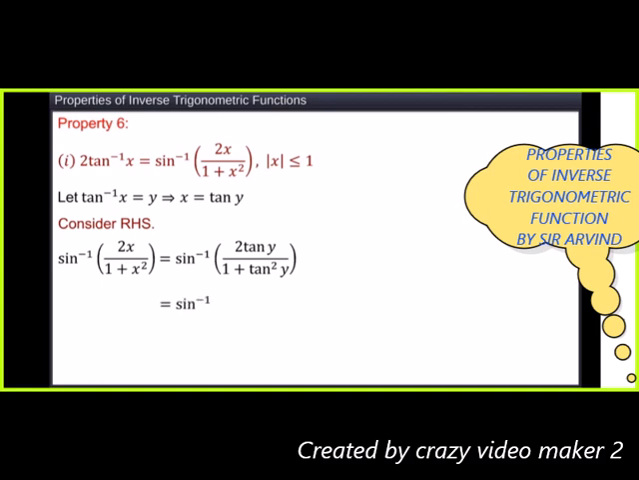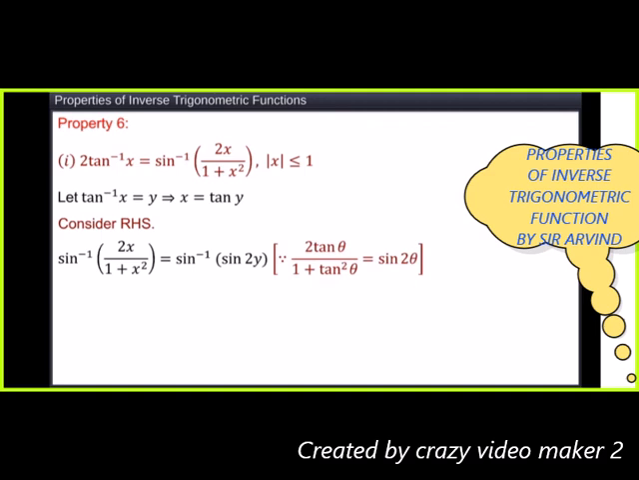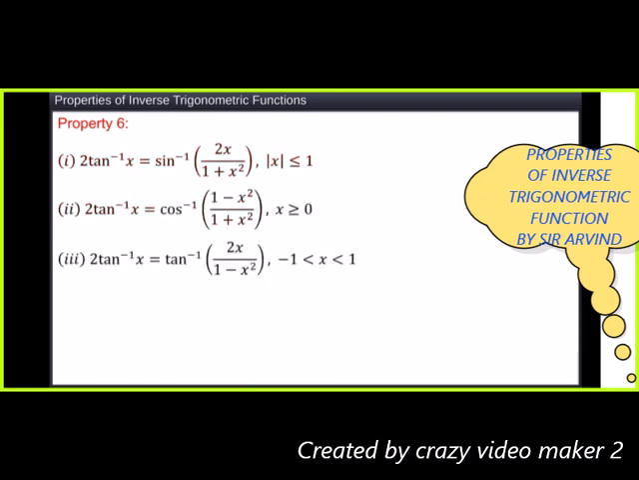And we all know it is the formula for sin 2 theta. If you remember, sin inverse sin 2y, because 2 tan theta upon 1 plus tan square theta is sin 2 theta. Now here sin inverse of sin 2y, that is, inverse of a function applied on a function, gives you identity, that is 2y, and y is equal to tan inverse x, so it gives you 2 tan inverse x, which is equal to the left hand side. That is what we have to prove. So the result is 2 tan inverse x is equal to sin inverse of 2x upon 1 plus x square.